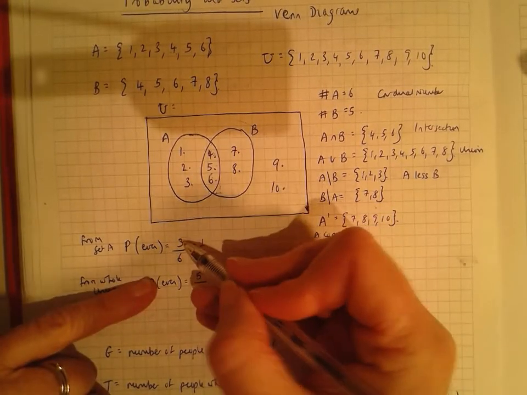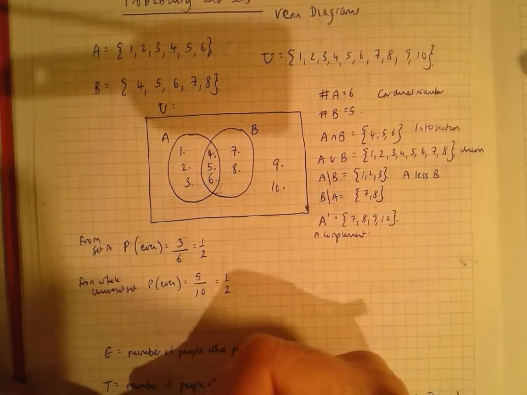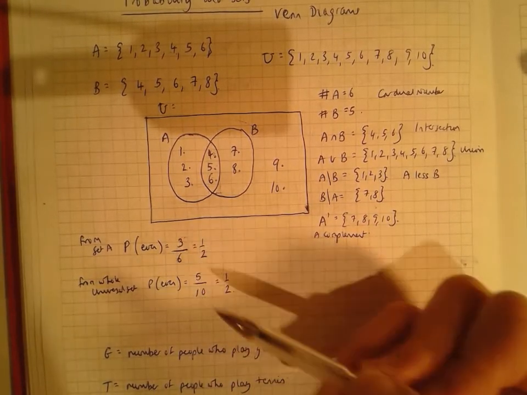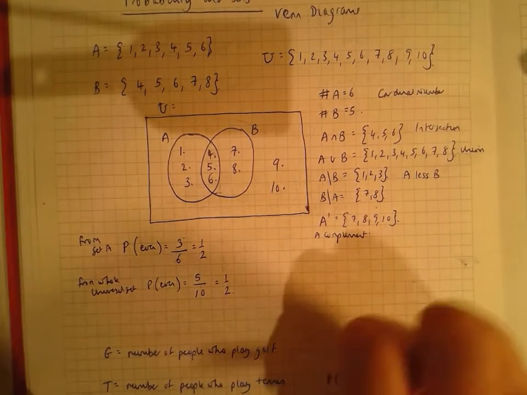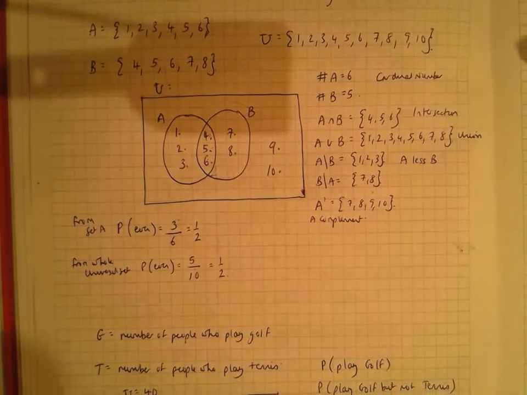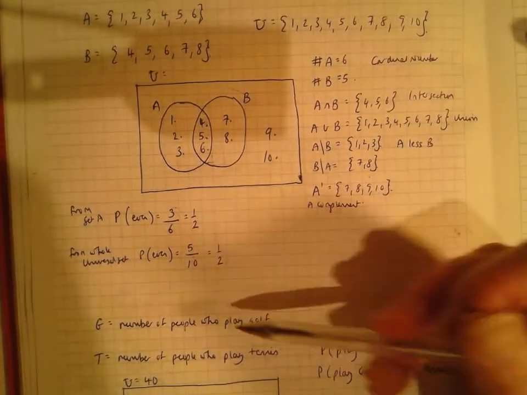And then what about the favorable outcomes? How many favorable outcomes are there in that set? Well, here there was 3 and here there was 5. Okay, so that's the idea of how we draw the Venn diagrams and how the question might be phrased.